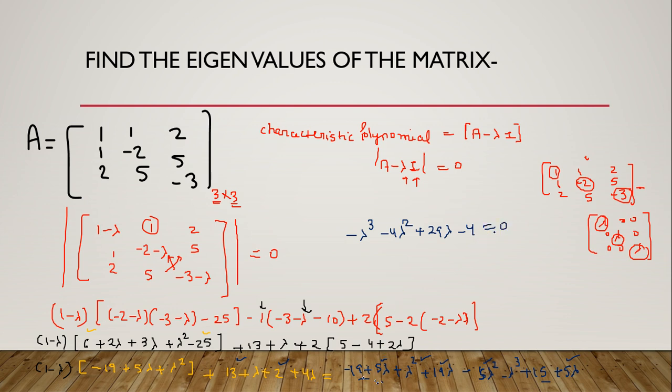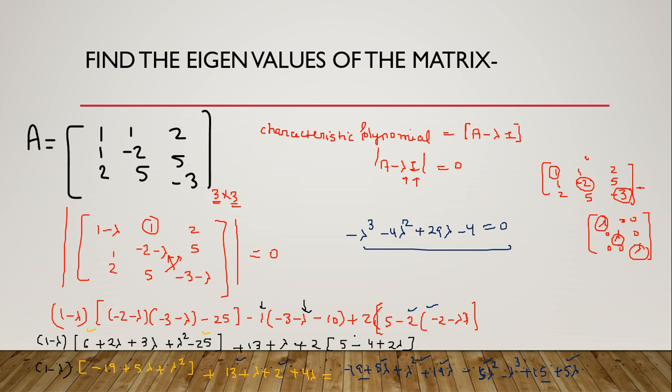Hold on, this is minus 19, right? And this is plus 15. So this is the equation. Let's recap once. So this is 1 minus lambda, 6 plus 2 lambda, 3 lambda, lambda square minus 25, minus 1, 3 minus lambda minus 10, plus 2, 5.